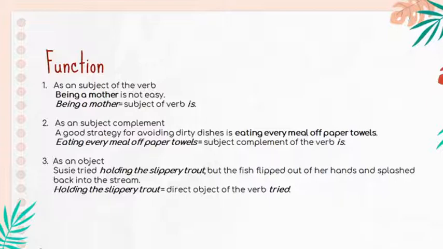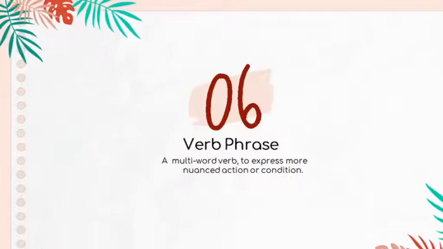And then the third, as an object. Susie tried holding the slippery trout, but the fish slipped out of her hand and splashed back into the stream. Holding the slippery trout is the direct object of the verb tried. Okay, so that is the direct object of that sentence. That's about the function of gerund phrase and the example.